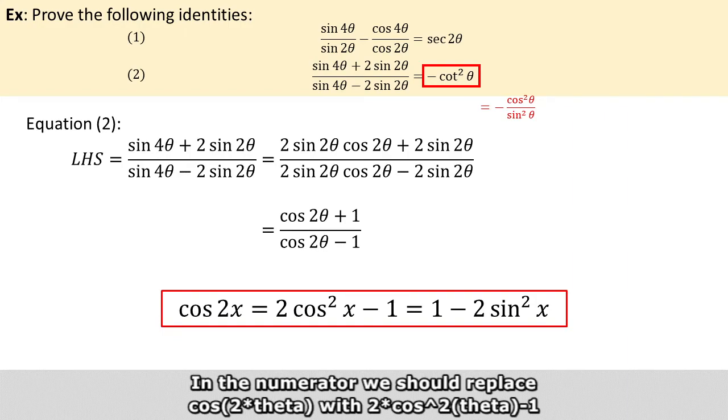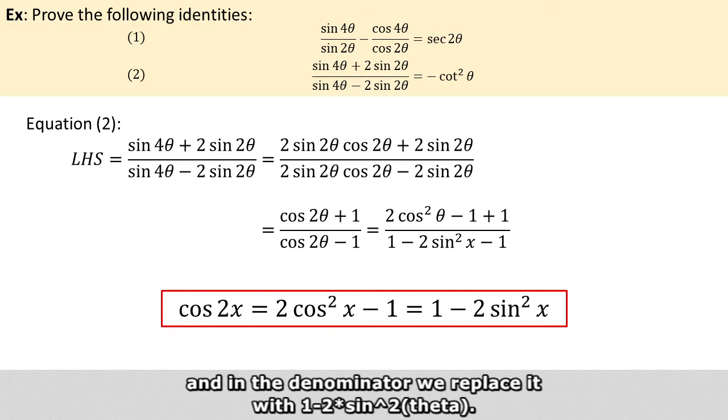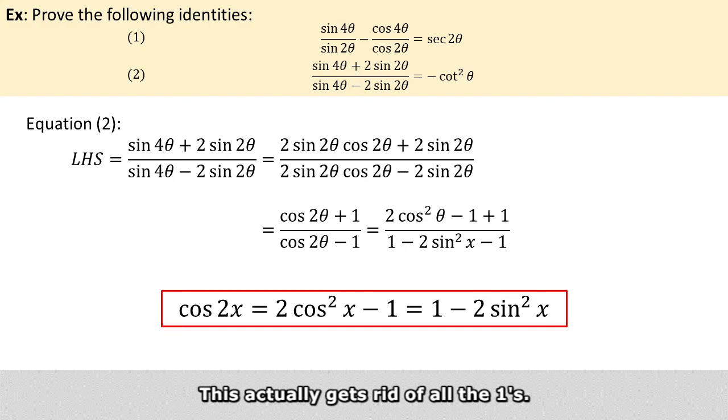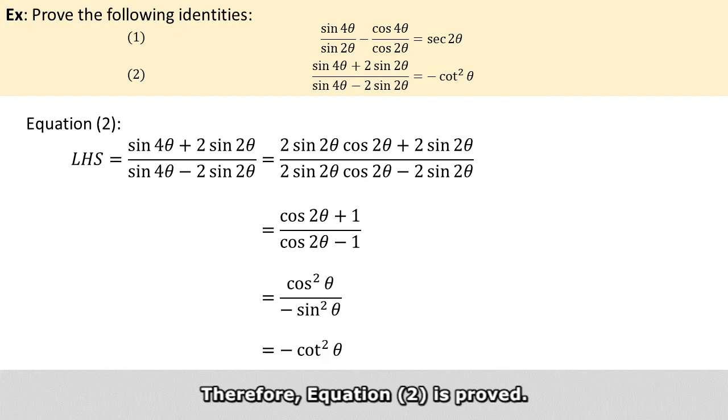And in the numerator we should replace cosine of 2 theta with 2 times cosine square theta minus 1. And in the denominator we replace it with 1 minus sine square theta. So this actually gets rid of all the 1's, and we're just left with cosine square over sine square with a minus sign. So therefore equation 2 is proved as well.